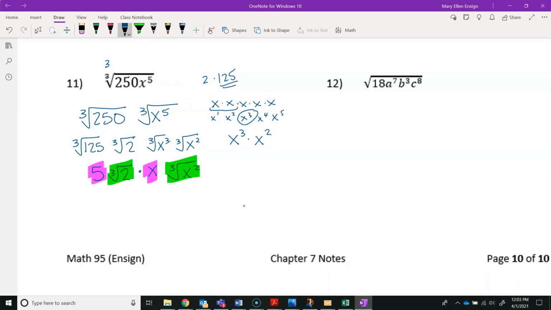So I'm going to have 5x times the cube root of 2x squared. Okay, you go ahead and try the last one.